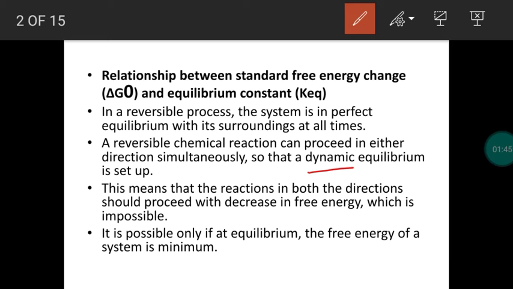So what about free energy for these reversible equilibrium reactions? What is the condition for a spontaneous process? Delta G value should be negative. Free energy change should be a negative one for a feasible and spontaneous process. In a reversible process, the reaction takes place in two directions, forward as well as backward. So our assumption is that delta G value should be negative for both the forward reaction and the backward reaction.